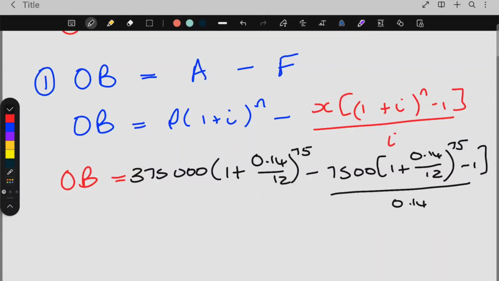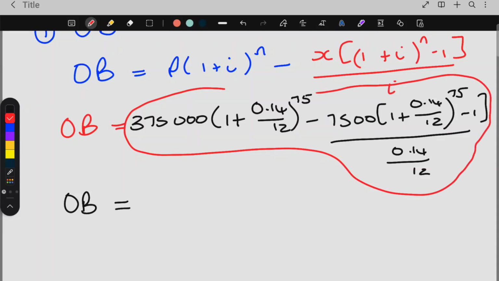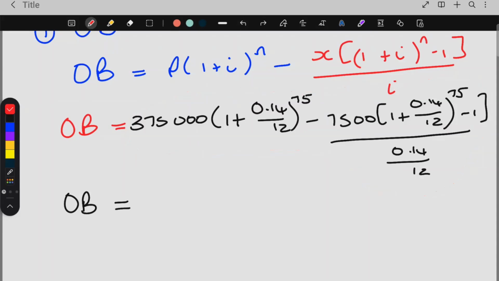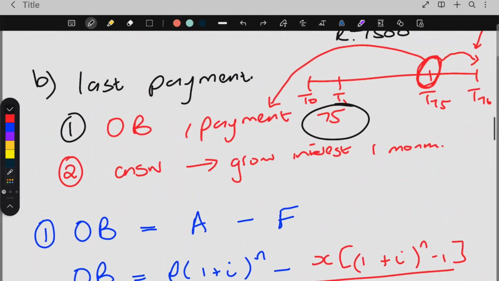Over the interest. Okay, you put this all on your calculator. So punch in this whole thing on your calculator, and you should get an answer of 354,457.499. Can you see I'm not rounding off because this is not the final answer. So this is how much I owe the bank at payment number 75. So up until this point, that is how much I owe the bank.